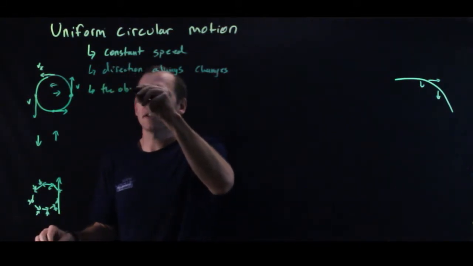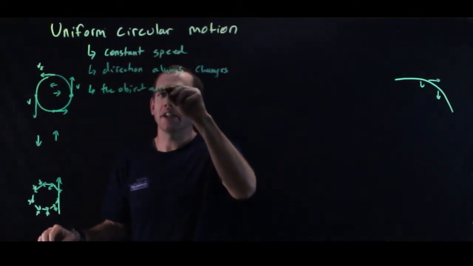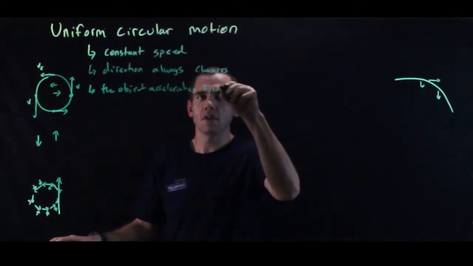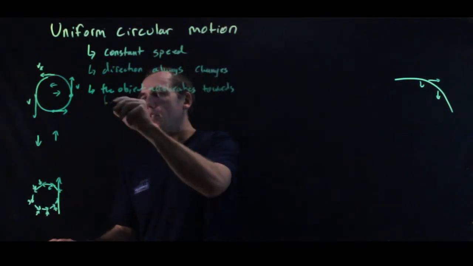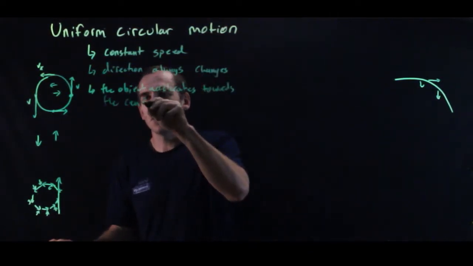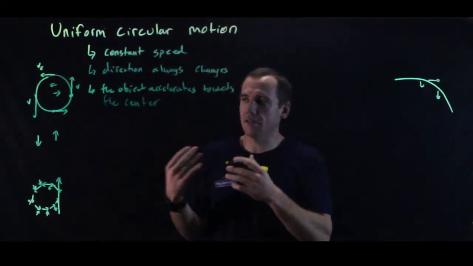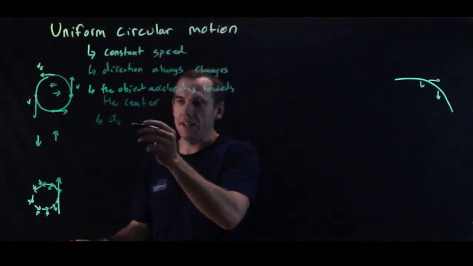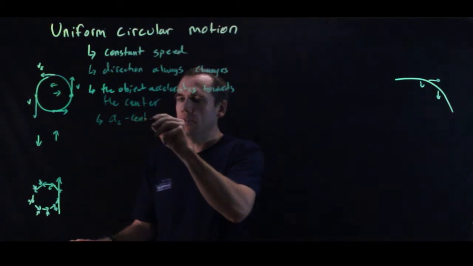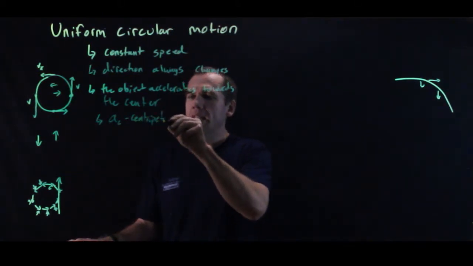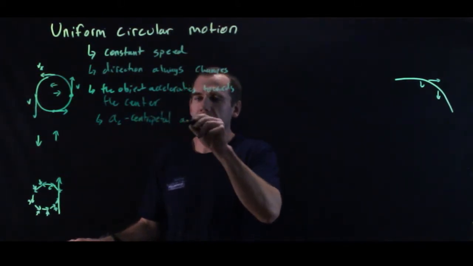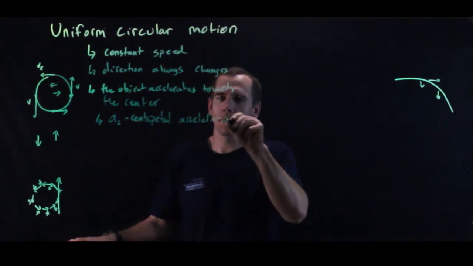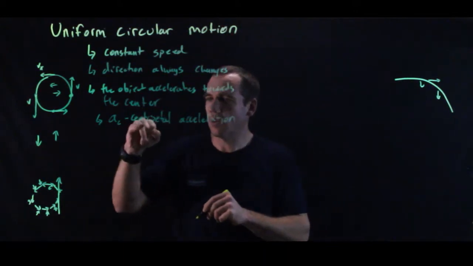So the object accelerates towards the center. And because of that, we give that acceleration, the acceleration towards the center, its own special name. We call it A sub c, or a_c, and that's centripetal, or center-pointing, acceleration. Okay. So a_c is centripetal acceleration.